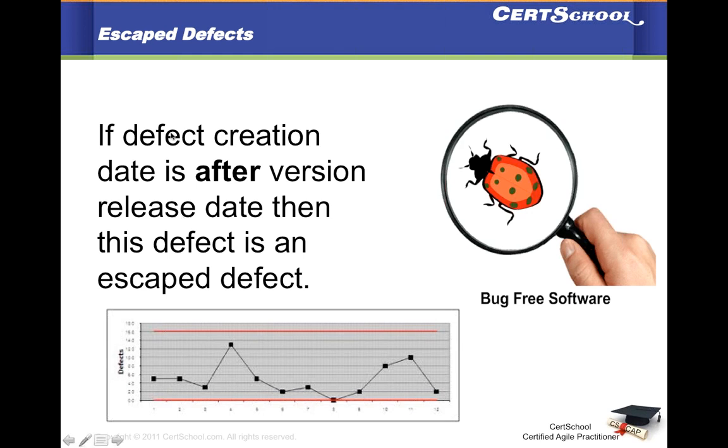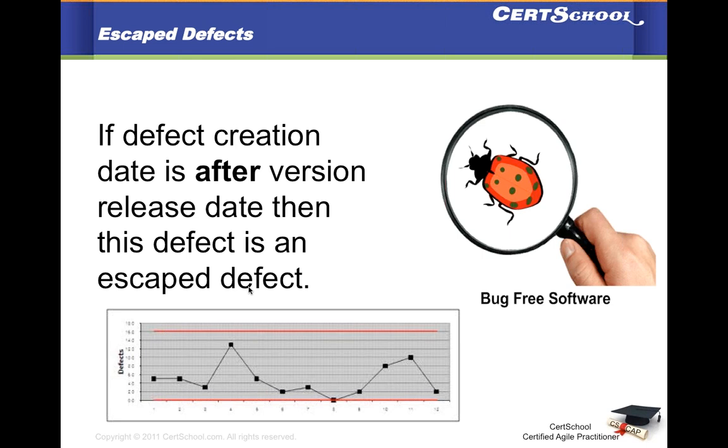Now coming back to escape defects, by definition, if a defect creation date is after the version release date, then that defect is an escape defect. What it means is that you are trying to release a product, and if you find a defect in that product after the release has happened, that defect will be termed as escape defect. You should have caught it early on, but you did not.